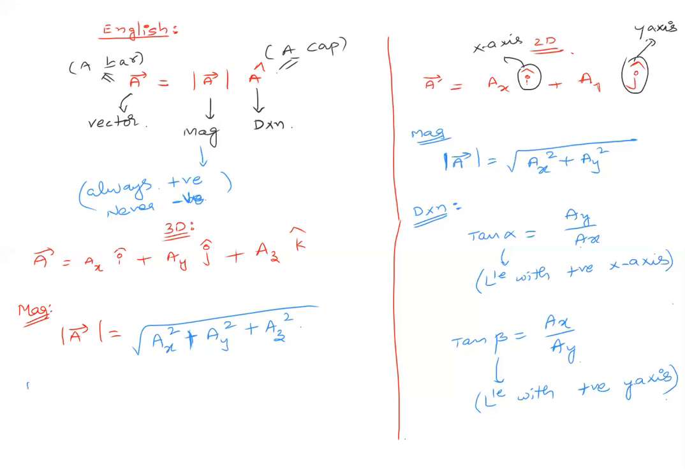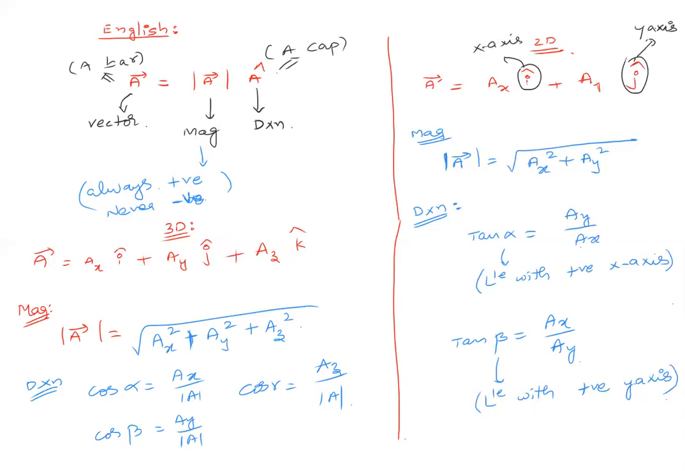And coming to your direction, as I have discussed previously, the direction cosines are: cos alpha is ax by mod a, cos beta is ay by mod a, cos gamma is az by mod a, where alpha, beta, gamma are angles with the positive x, y, z axes. This we have clearly explained previously. So in 2D, 3D and in English, magnitude is always positive and it is the number associated with it. Everything is there on the screen: how you write the magnitude and direction.